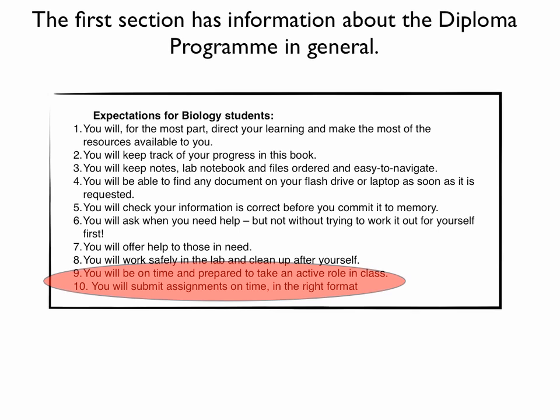Okay? Number 9 and number 10 for me are the most important. The most important expectations that I expect of you. Number 9 says you will be on time and prepared to take an active role in class. If you arrive late, you will not be permitted into the classroom. And if you don't take an active role in class, how can I know that you understand? How can I know that you have done your homework? How can I know that you are making progress?